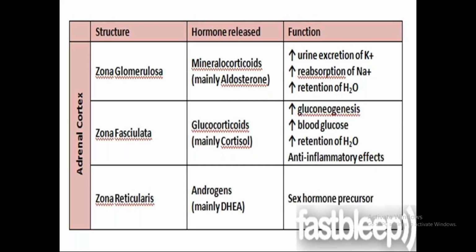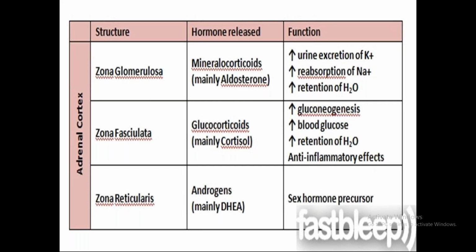The hormones released from the zona glomerulosa are mineralocorticoids, mainly aldosterone. It increases urinary excretion of potassium, reabsorption of sodium, and retention of water. This is the main role played by the mineralocorticoid.